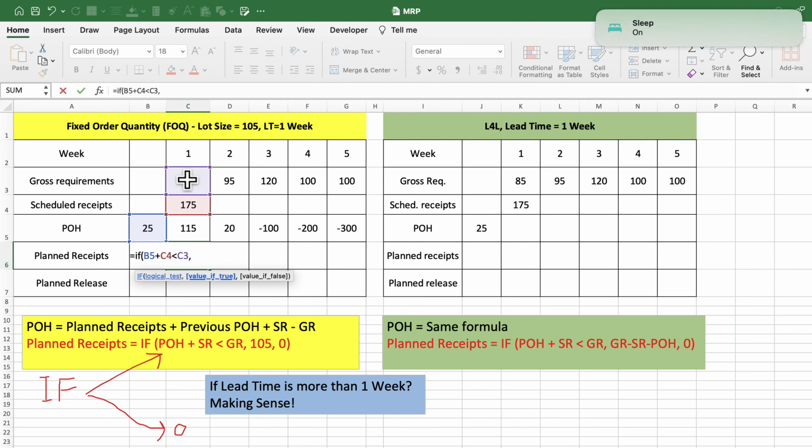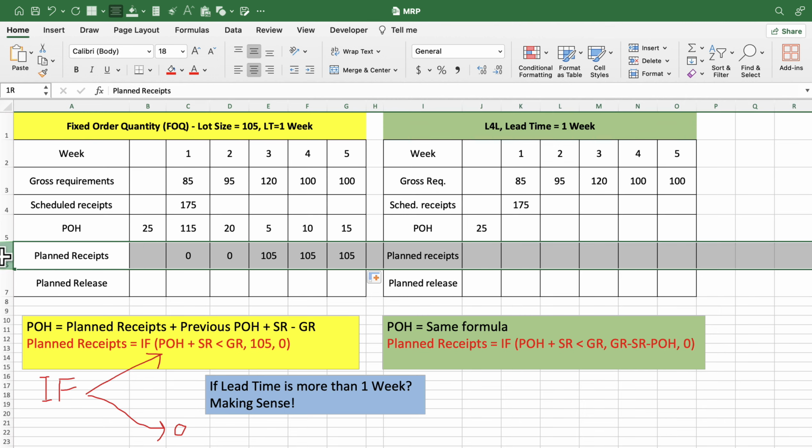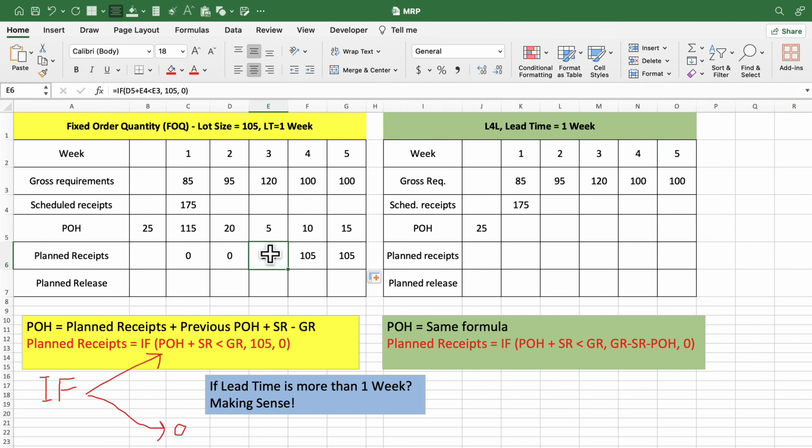In IF function, we have two branches. If this thing happens, then do this. If that does not happen, then it's 0, which means do nothing. So it shows 0 here. And then I will copy this one to other cells. And that is our planned receipts, which means we are required to have 105 here, here, and here.